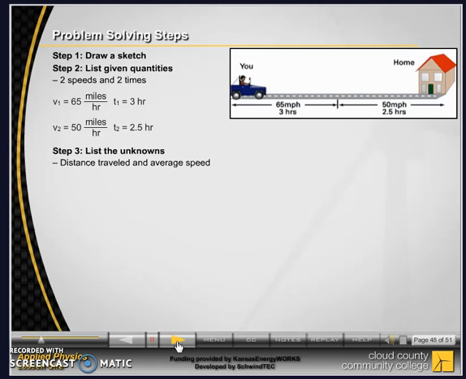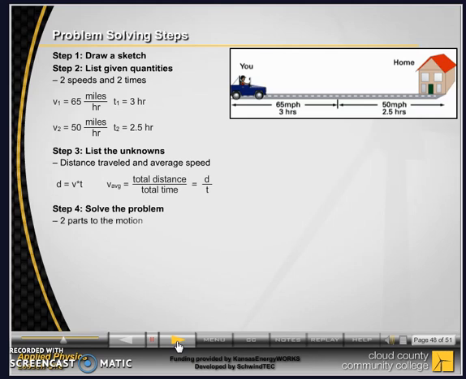Choose the appropriate equations. Since the problem indicates constant speeds for both sections of the trip, we can use the basic distance formula learned in algebra class for the first part of the problem. D equals V times T. For the second part of the problem, we need to know how to determine average speed. The mathematical definition of average speed is total distance divided by total time. Step 4, solve the problem.